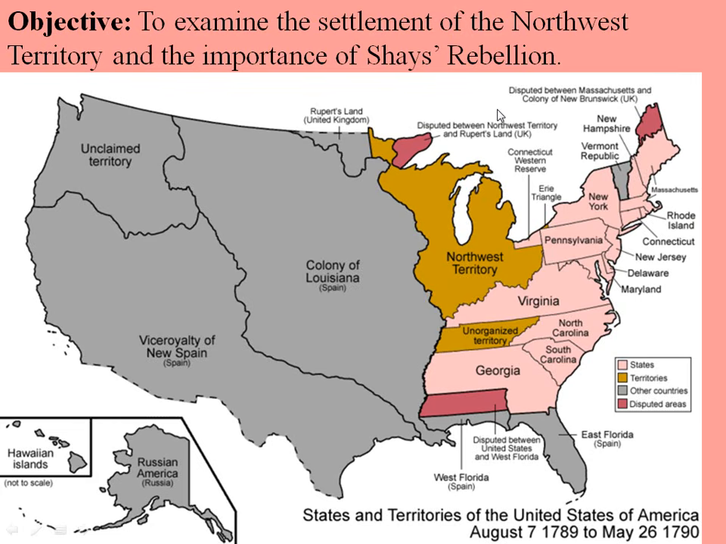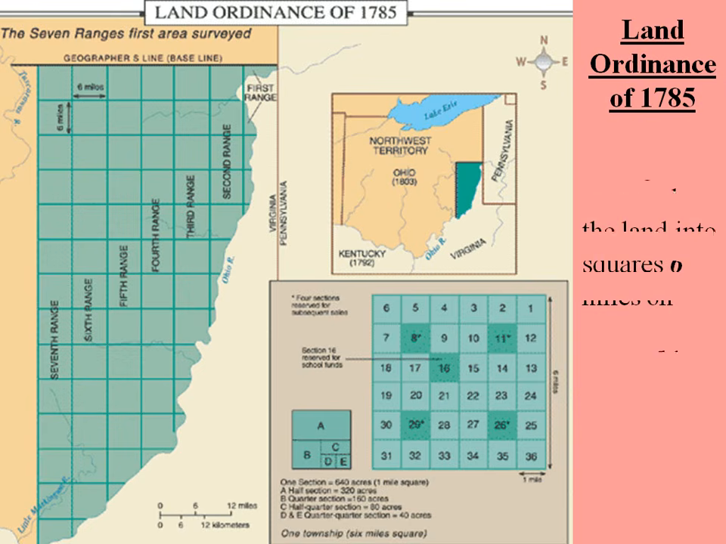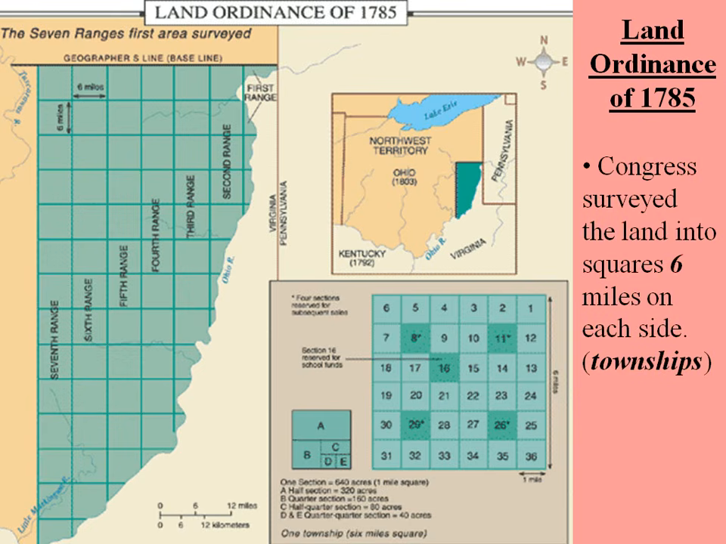Are they going to be slave states? How are we going to break these up? Are they not going to be slave states? And so you're going to have what's called the Northwest Ordinance. Okay, Congress surveyed the land into squares 6 miles on each side and called these townships. For example, here in eastern Ohio, and how they were broken up into different townships.